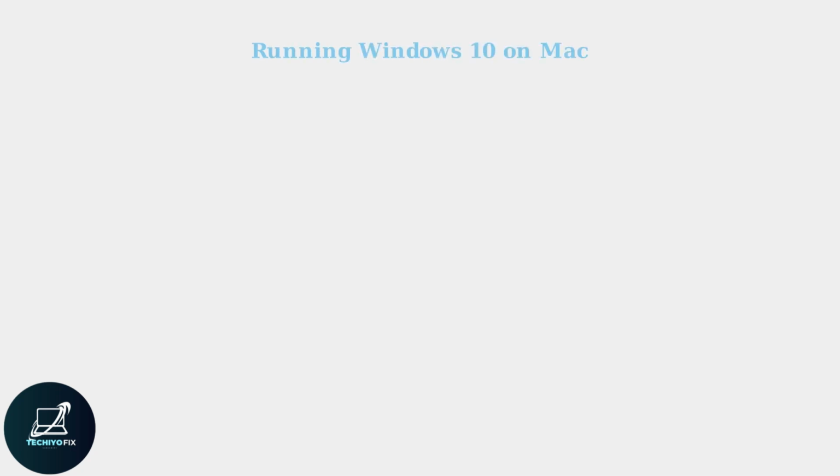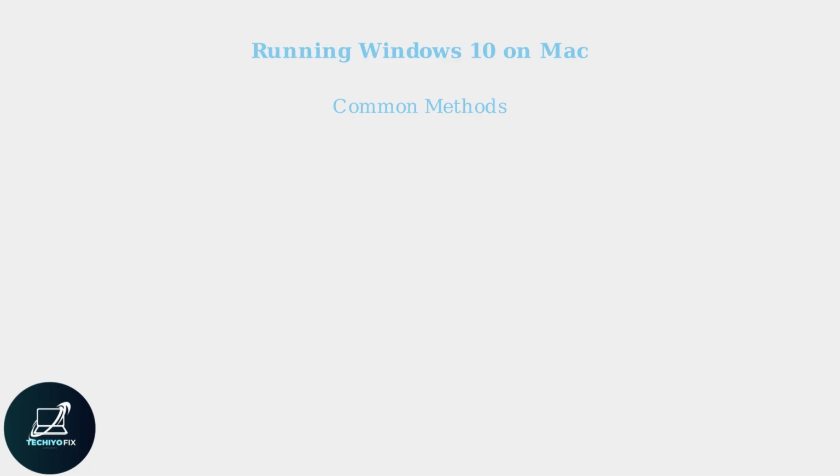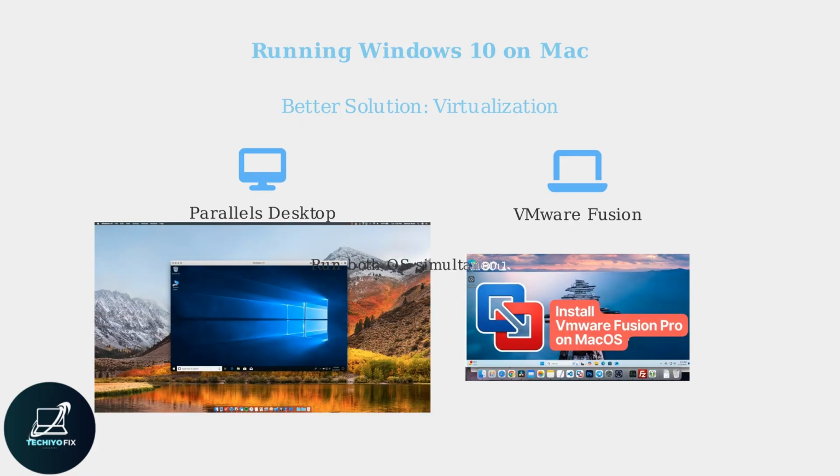The common methods to run Windows on Mac are using Bootcamp or virtual machines installed from a USB drive. However, Bootcamp requires partitioning your hard drive and restarting to switch operating systems. A better solution is to use virtualization software like Parallels Desktop or VMware Fusion.